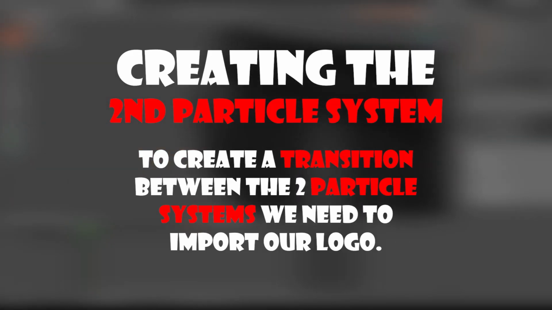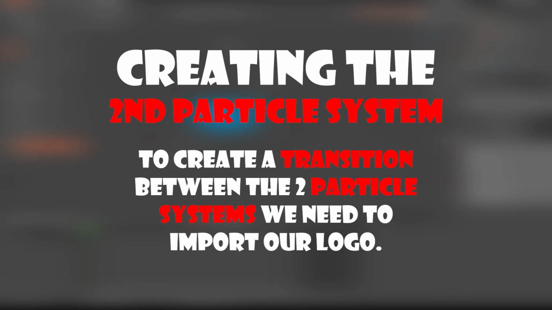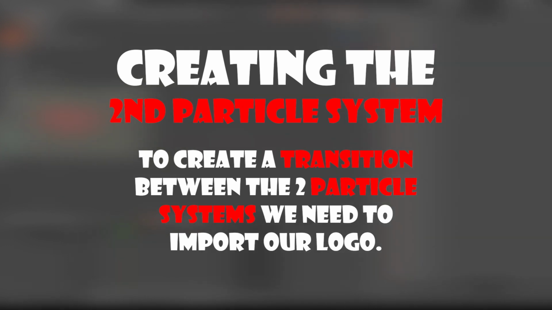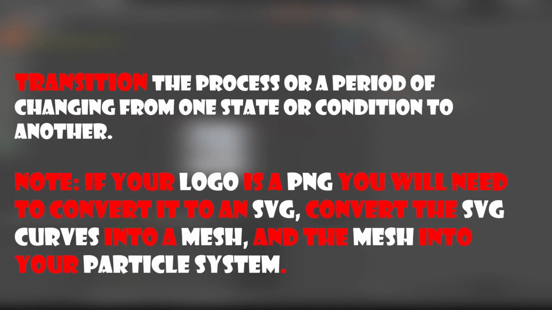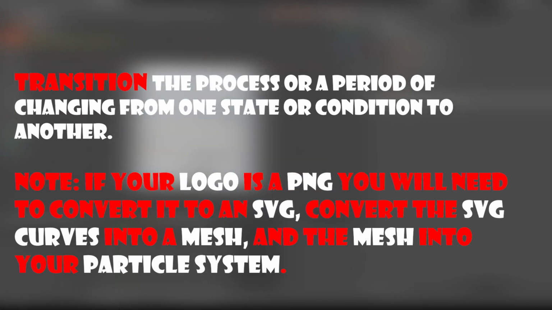Creating the second particle system. To create a transition between the two particle systems, we need to import our logo. Now, in your case, you don't need our logo. You can put whatever image you want it to be. From your logo to a picture that you desire, this can be working with anything that you want for your particular project. Transition, the process or a period of changing from one state or condition to another.